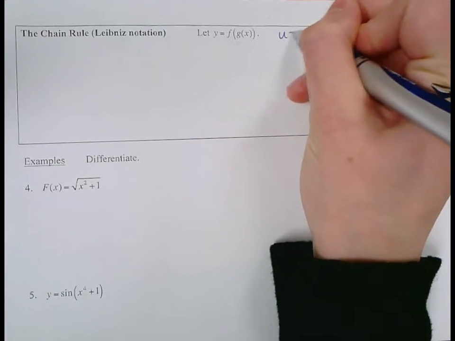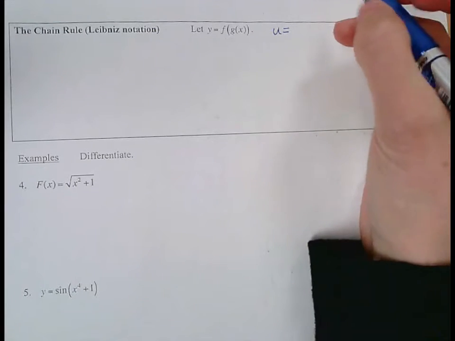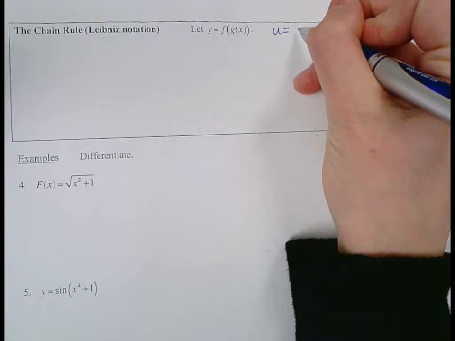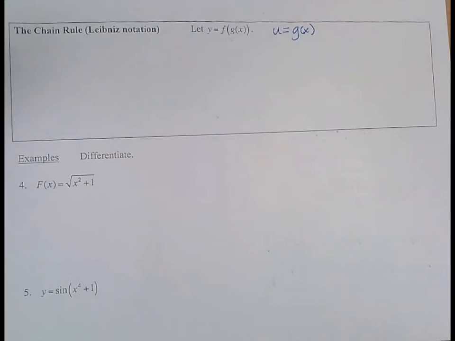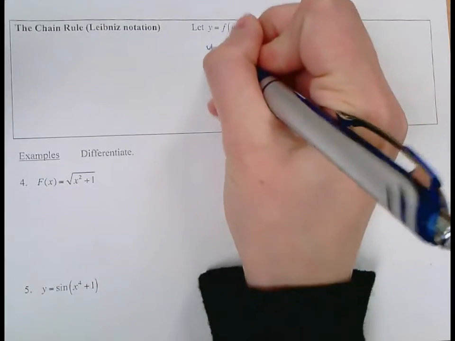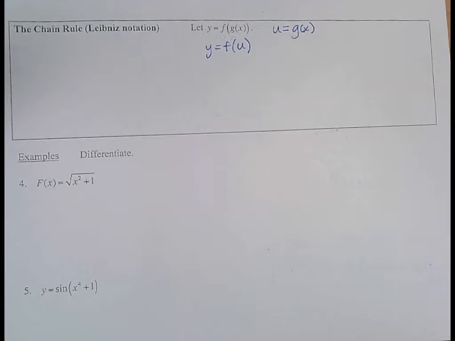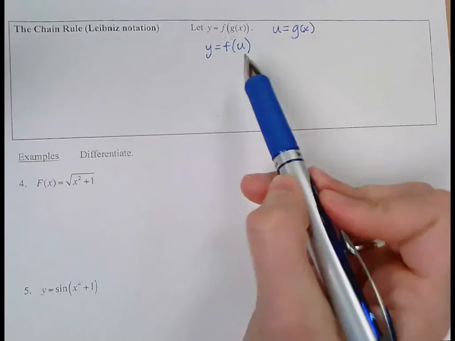And I am going to replace g of x with u. Now, I typically don't like when they use u, but I'll use what they use in the book because some students can't handle it. So u equals g of x. This is how they show it in the definition. So then I can rewrite y as f of u.